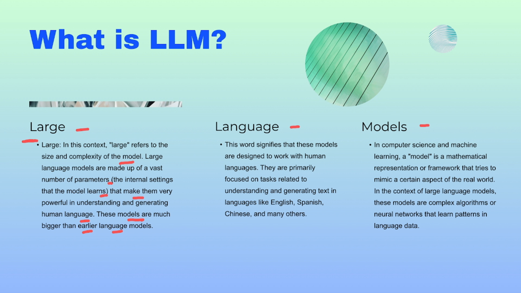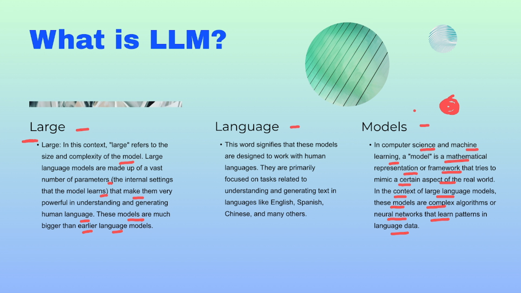Let's suppose you are having a model. What is a model? In computer science and machine learning, a model is a mathematical representation or framework that tries to mimic a certain aspect of the real world. In the context of large language models, the models are complex algorithms or neural networks that learn patterns in language data. So a model is like a brain, a large brain that has different capabilities.